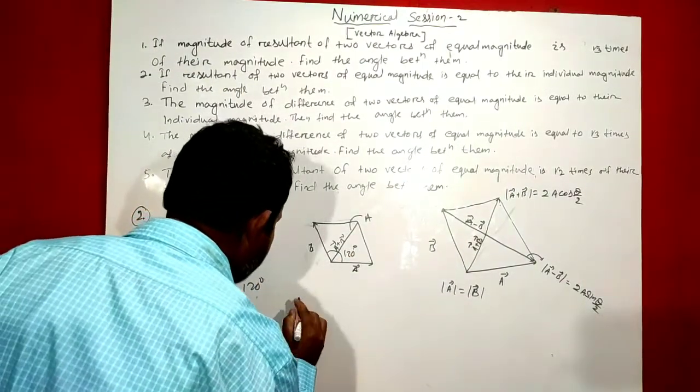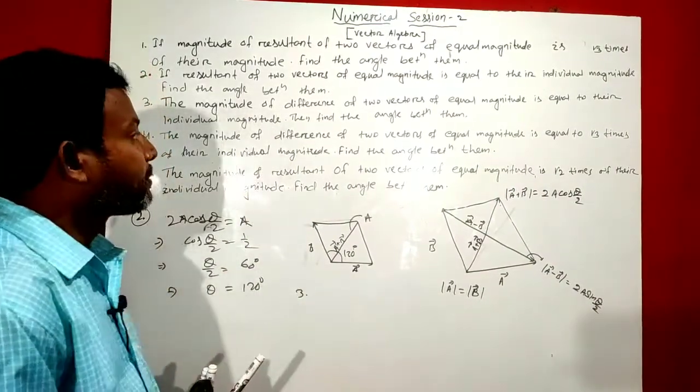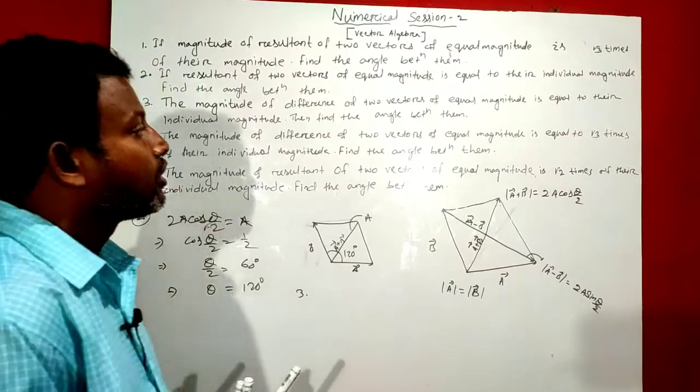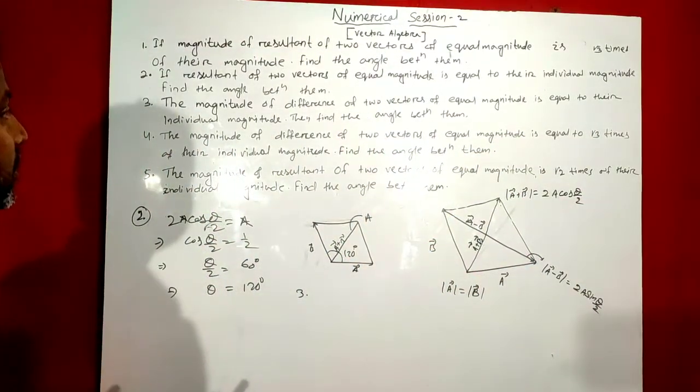Then another one, let's see, number 3: the magnitude of the difference of two vectors of equal magnitude is equal to their individual magnitude.